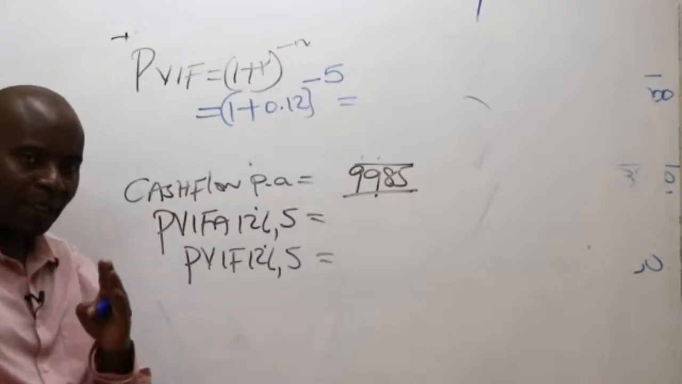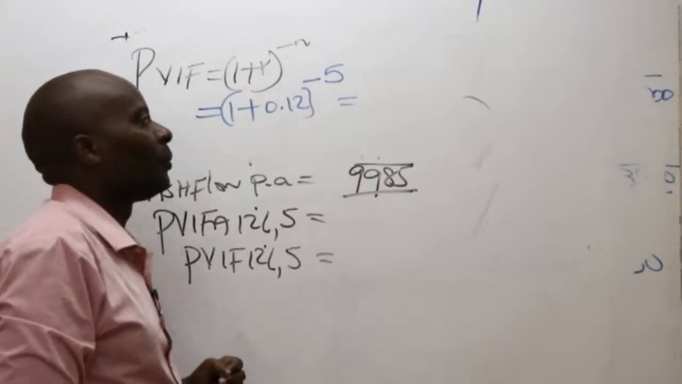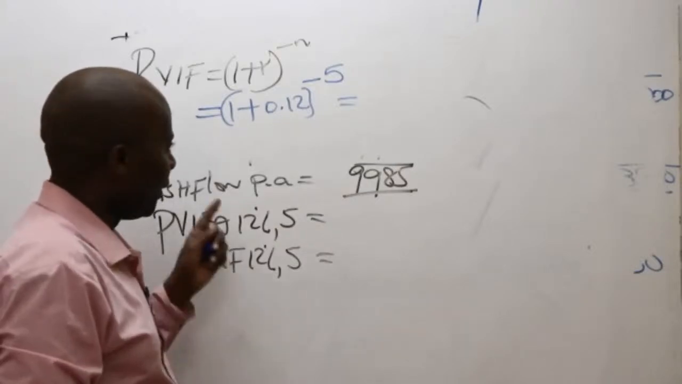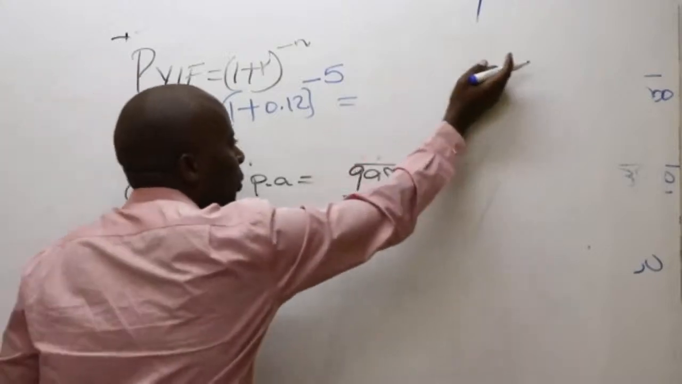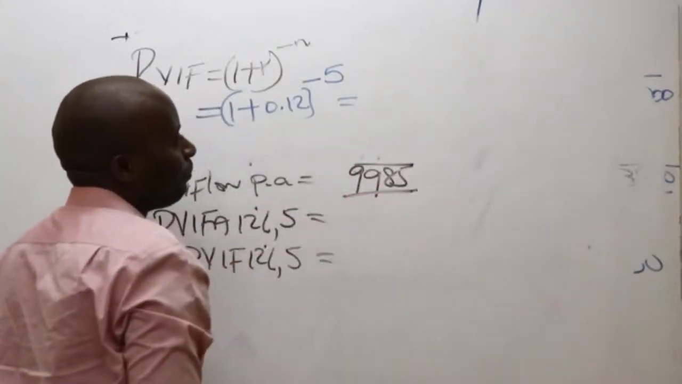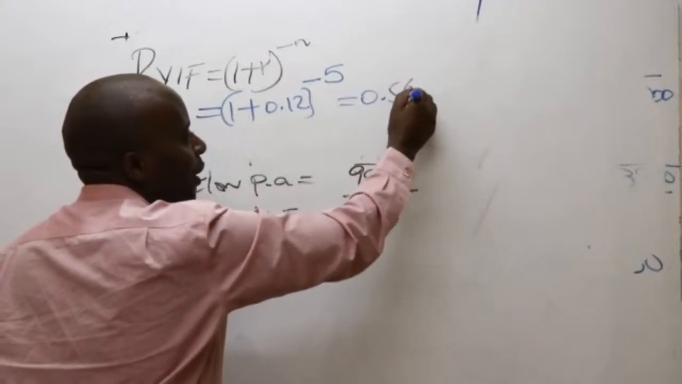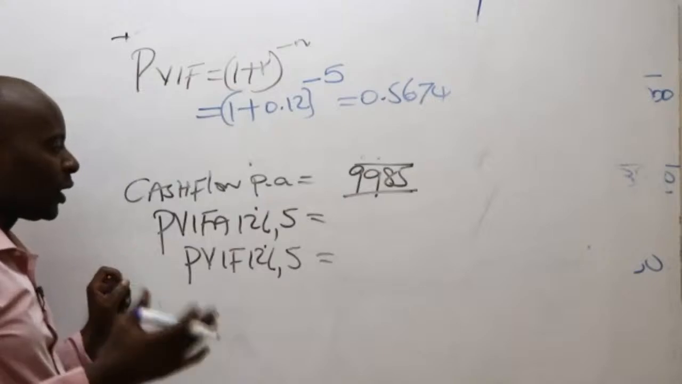What shall we get at the end of the day? 1.12 raised to minus 5. Who is able to give us a figure? 0.5674. Is it only one student or many of them? Several. Thank you very much.